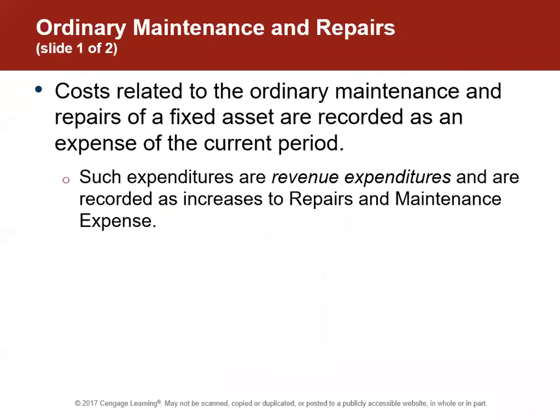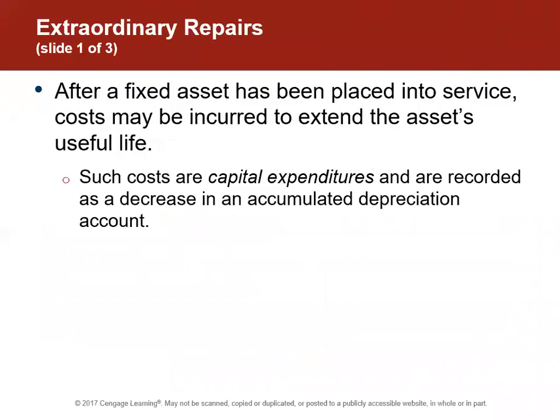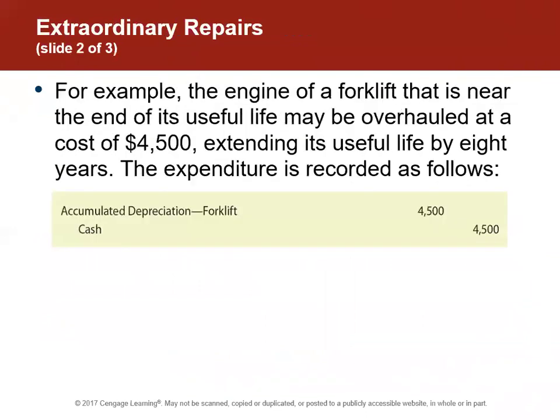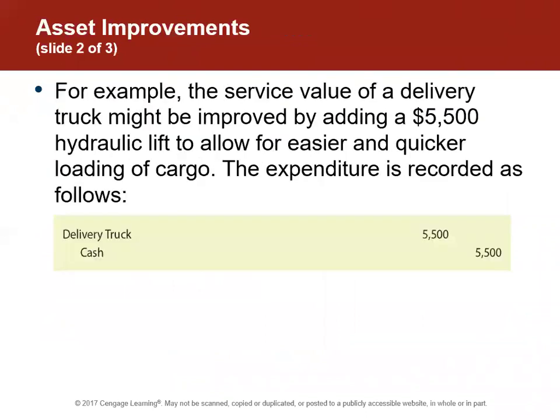Okay. We're pretty much at the end. As you can see, if it's just a revenue expenditure, we would just put it in some expense account. If it's a capital expenditure, again, it would be added to the asset itself. We'll talk more about that, but there it is kind of showing you. That's adding a hydraulic lift to a delivery truck, so it's increasing the asset itself. And then we would have to revise depreciation.